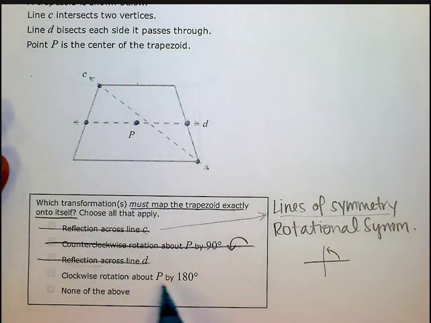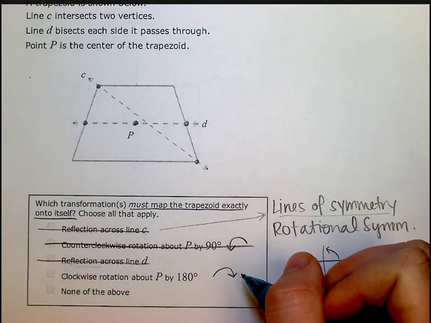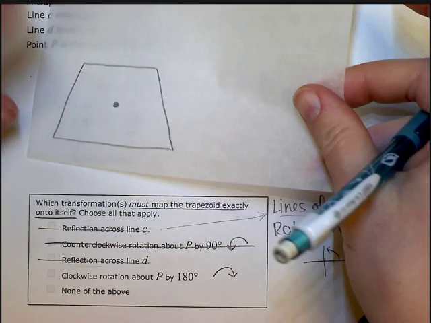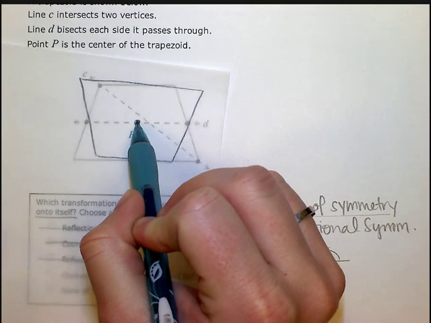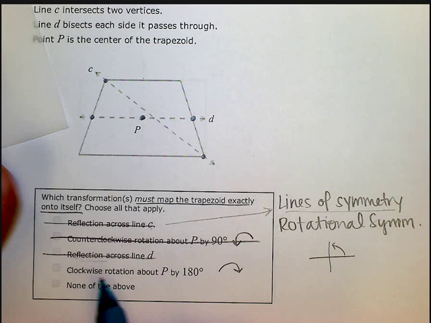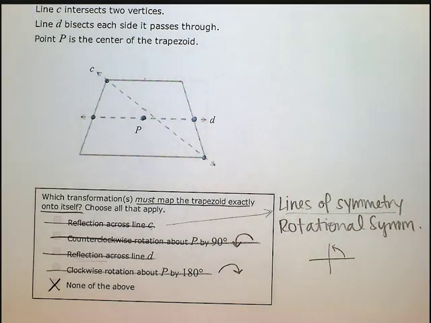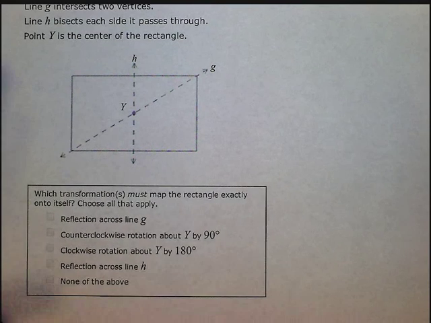Clockwise rotation about P, the center, by 180. So now we're going clockwise 180 degrees. So again, you can just imagine flipping it upside down, or you can do it with tracing paper. So if you go exactly upside down, does that match? It does not. So this one's out. So this answer is actually none of the above. Okay, but I'm going to show you one more quick example of a different shape just to be sure that you're feeling okay about this one.